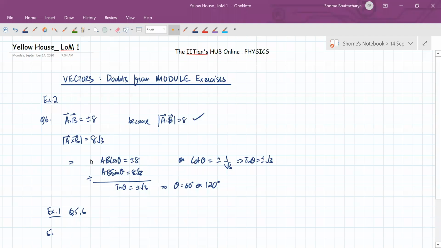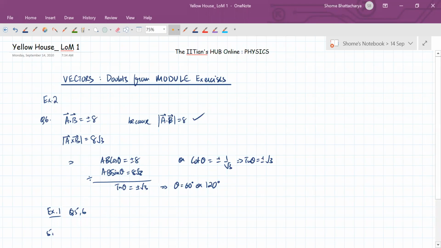Discussing exercise 2. We started with question number 6. There are also a couple of doubts in exercise 1, so I'm going back to that and then I'll come back to exercise 2. So exercise 1, question number 5 and 6. Question 5 is again to do with the inequality kind of concept. The resultant of the following vectors may be equal to 0, in which case, okay.